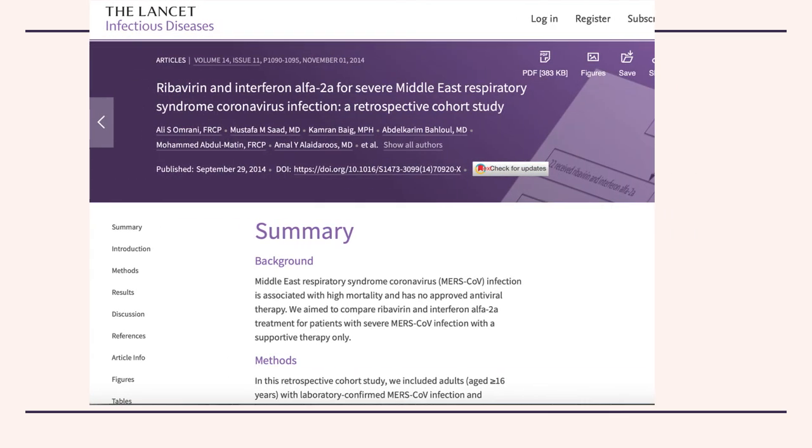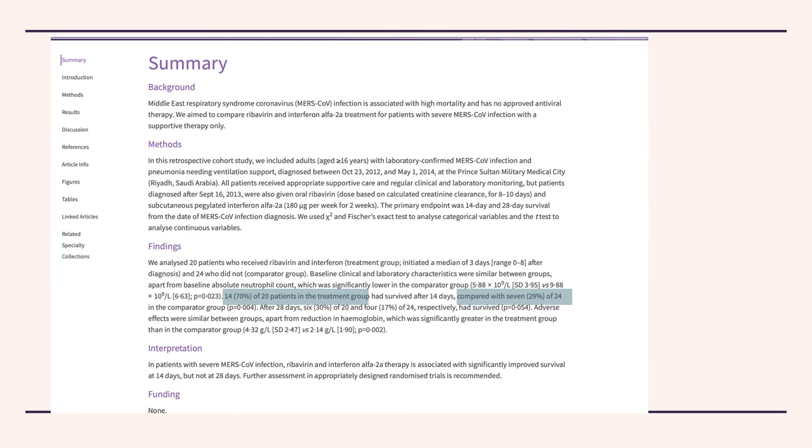The second study was published in the Lancet Infectious Diseases, and this study was done on patients infected with MERS, again, not COVID-19. In this study, they were investigating the combined use of ribavirin plus interferon alpha 2A for the MERS virus. They found that patients who received the combo of ribavirin plus interferon had an additional benefit in 14-day survival, but not in 28-day survival.